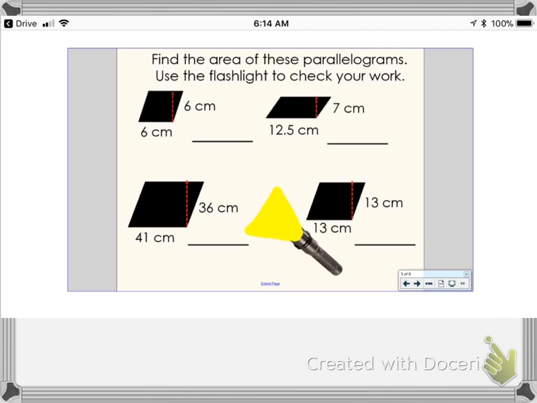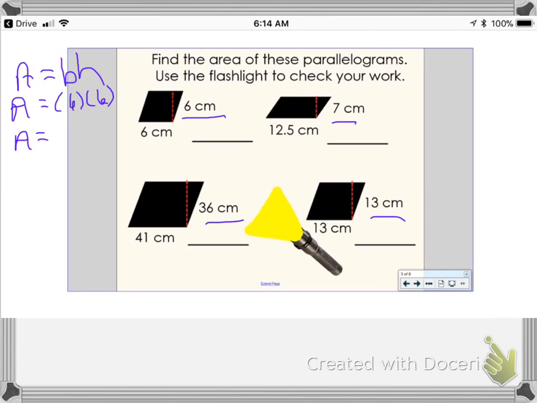So let's talk about this first parallelogram. We have our base and our height. The dimensions that are written on all four of these refer to the height. That's that red dotted line that's perpendicular to the base. So for this first one, our first line is always our formula line: area equals base times height. Our second line is always our substitution line. So in parentheses, we would put 6 for the base and 6 for the height. And then our third line, of course, is our solution line.